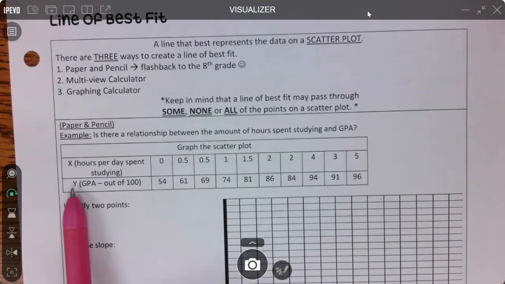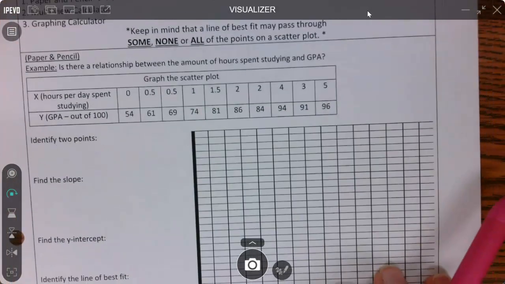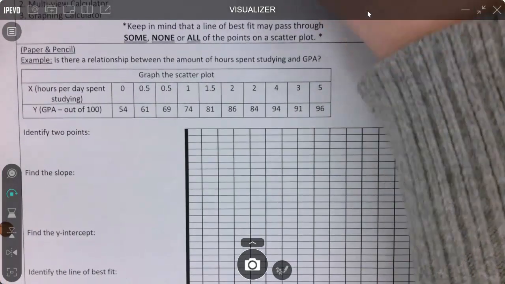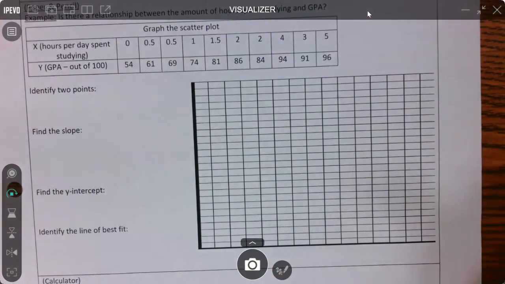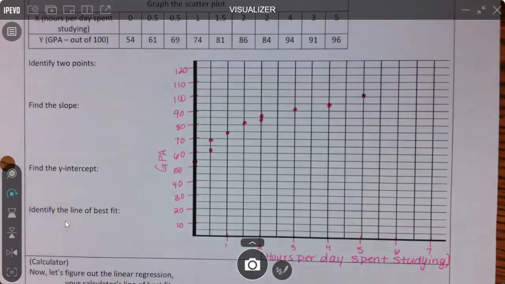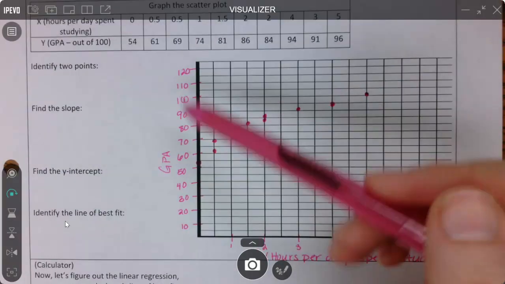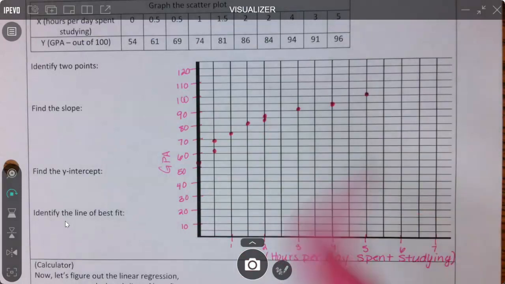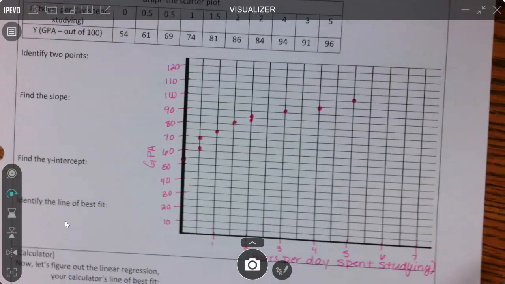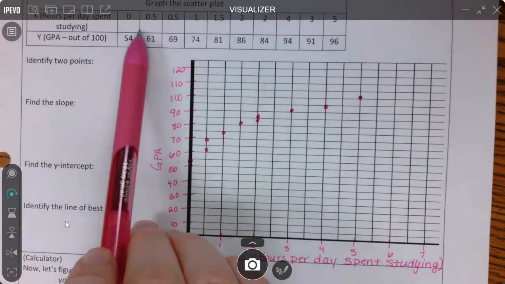So I want you to take a minute. I want you to label your graph and plot your points. That's what I'm going to do, so go ahead and pause the video. Okay, so at this point you should have labeled your y-axis GPA, labeled your x-axis hours per day spent studying, and then plotted the points that are up here.